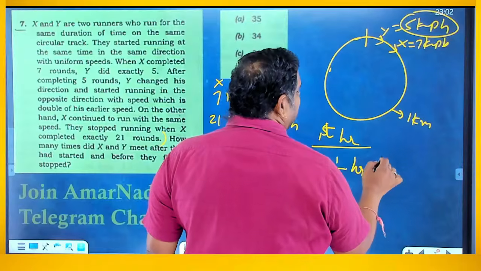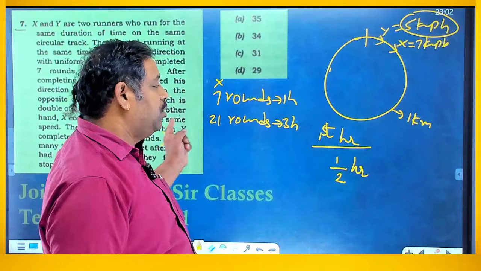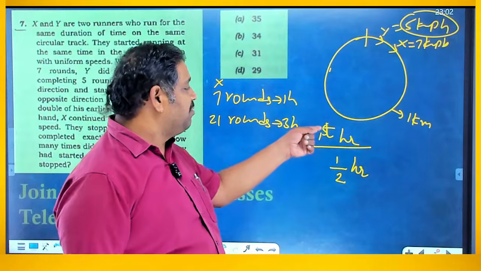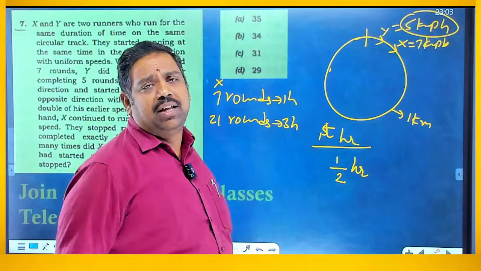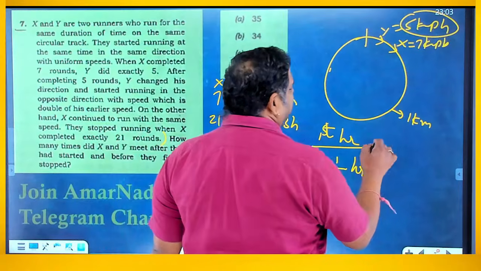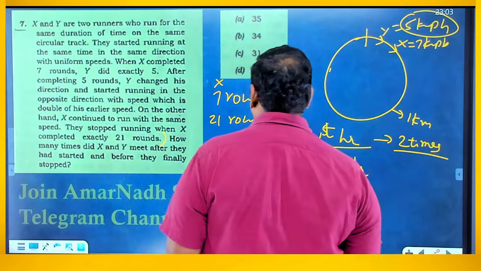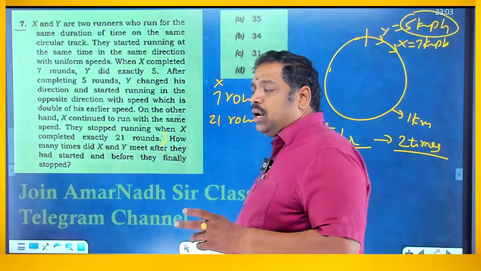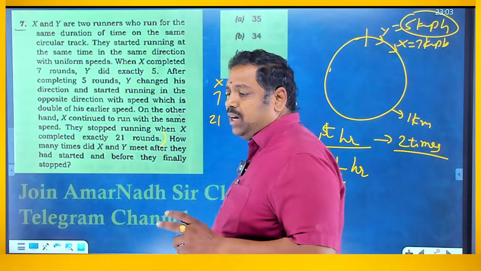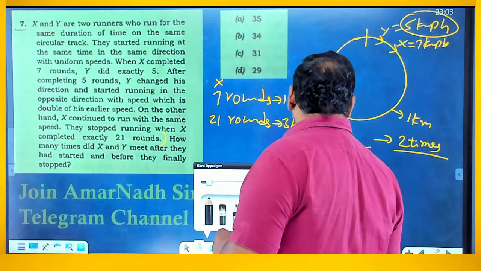That is how many times they meet, right? So half an hour of time is needed. You are taking the first hour, so 1 hour of time is there. For every half an hour they will meet. That's why in 1 hour, in the first hour, they will meet 2 times. Keep it aside. Exactly at the end of 1 hour, they both met at the starting point, right? Keep it aside. Now, after 1 hour, that is 5 rounds of Y.